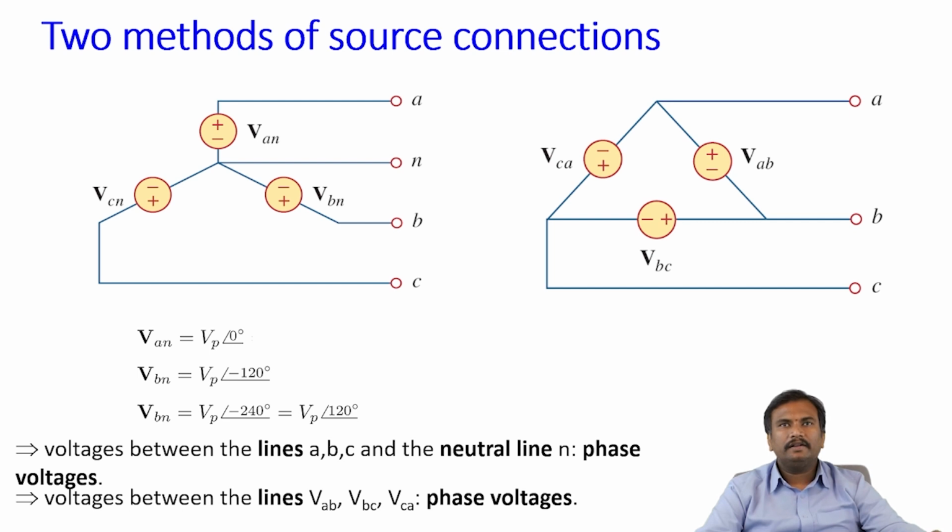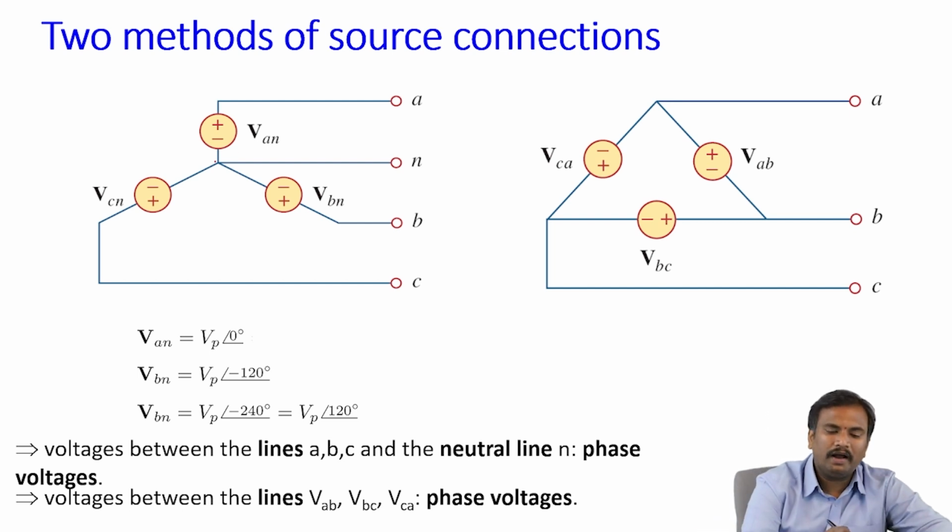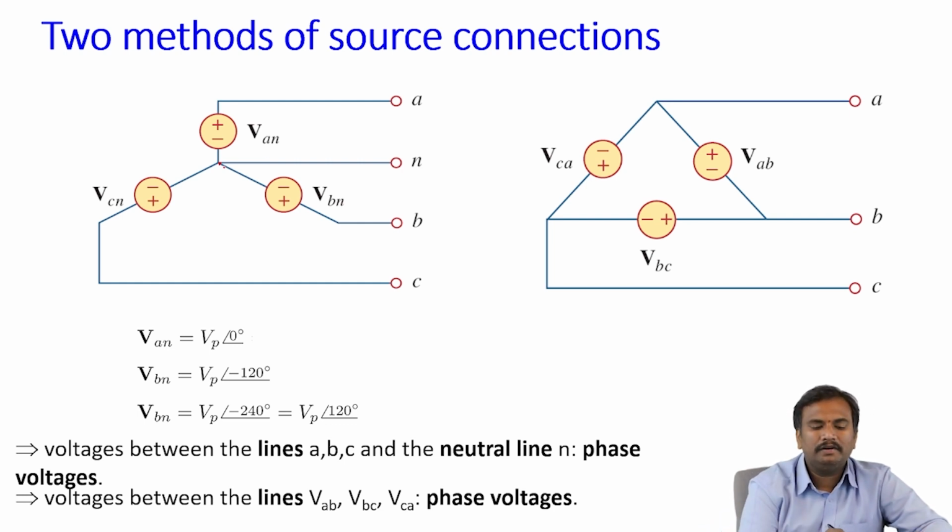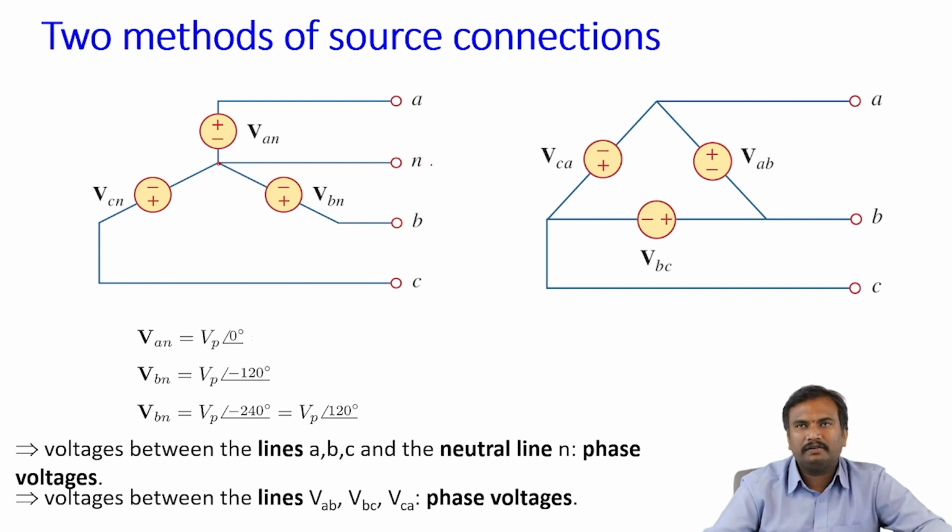Here, the star connection is going to have a common point between all the three phase voltages, that is VAN, VBN and VCN. The negatives of all the three voltages are connected together, which forms a star connection, and the point which we take there is the neutral connection.